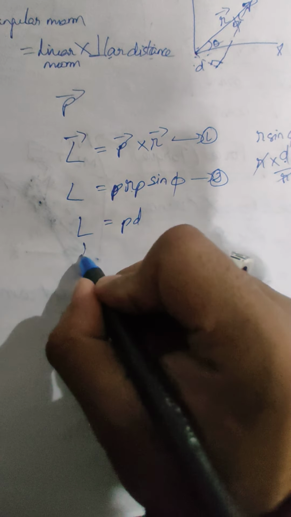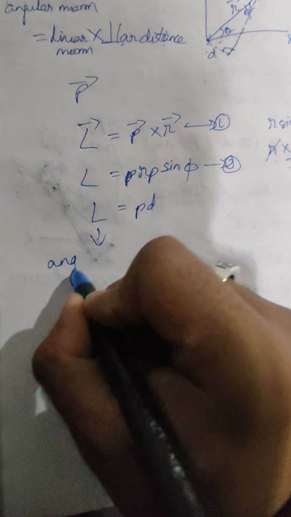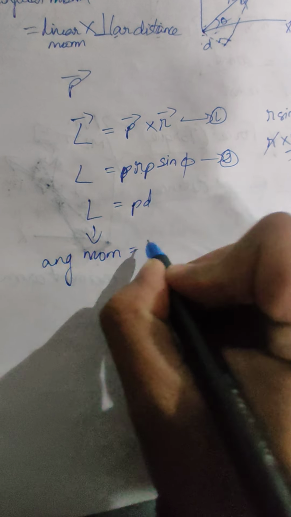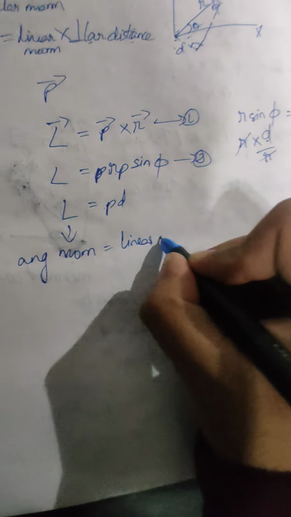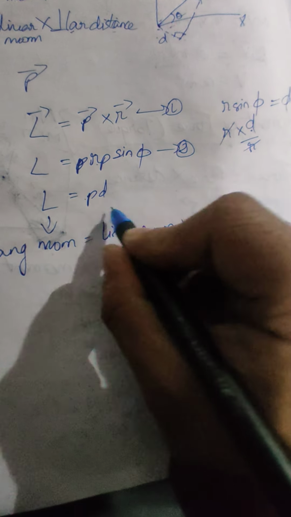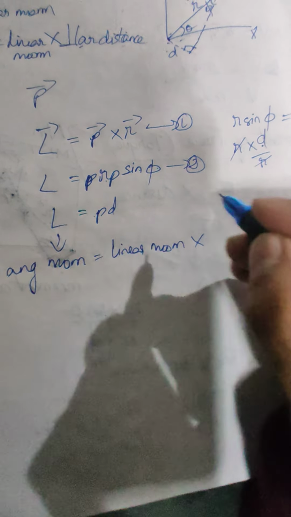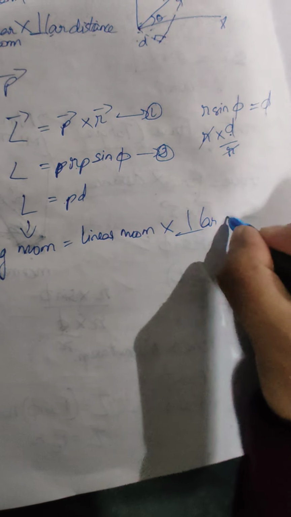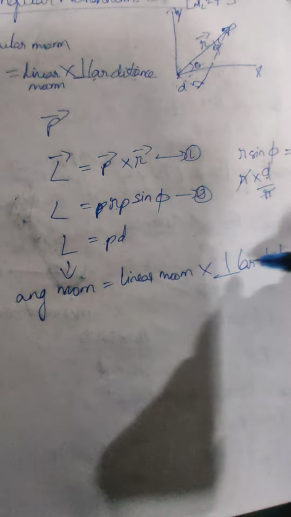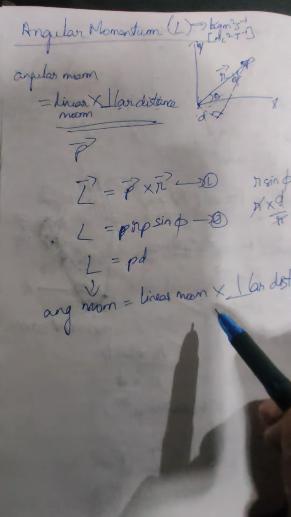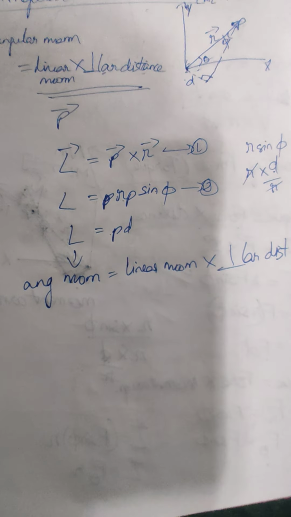So from here we can write in words again, angular momentum is equal to linear momentum into the perpendicular distance from the axis of rotation. So we are proving this definition.